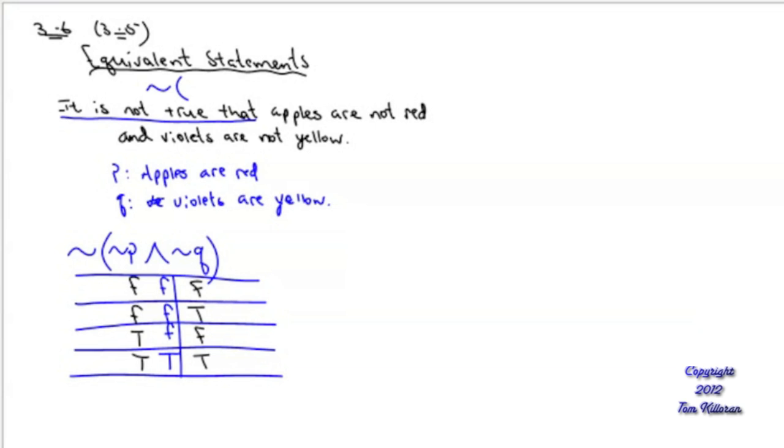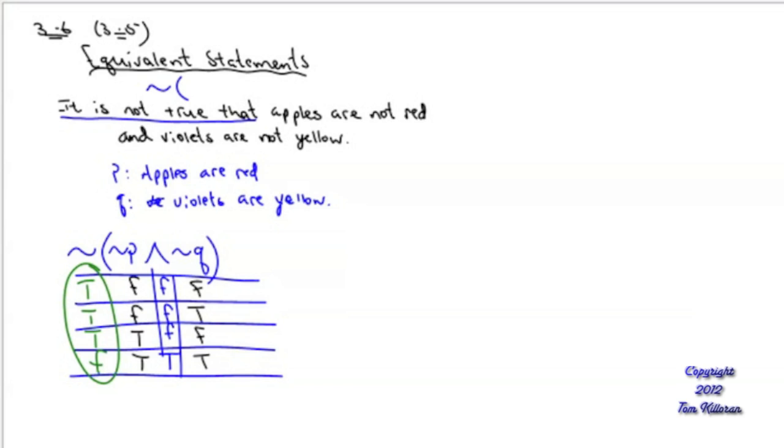So this is the answer to the inside. But is that the answer to the entire table? No. Because we haven't dealt with the negation, it is not true, on the outside. So if it's false, false, false, true on the inside, it's true, true, true, false on the outside. That's the answer to the truth table. So far, so good?